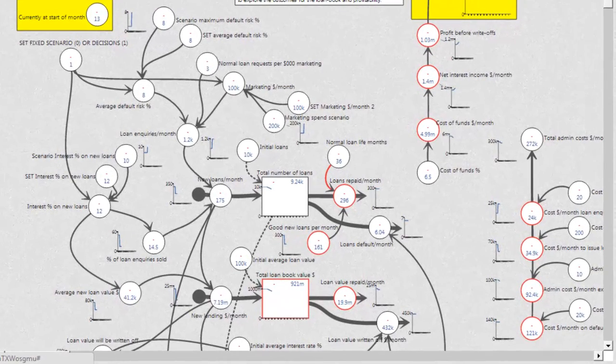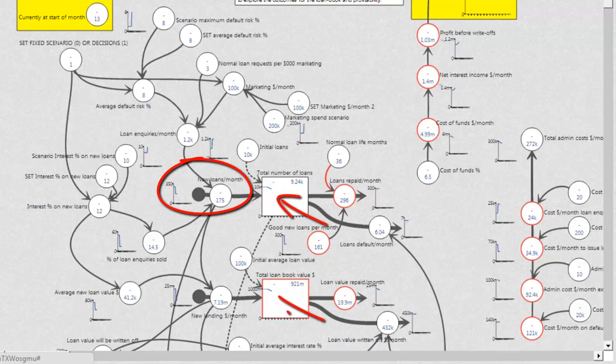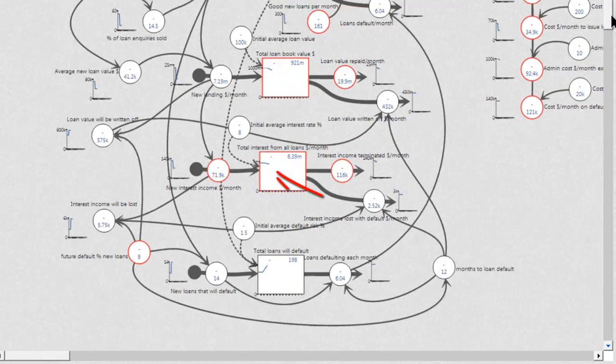You'll see that the rate of new loans that we issue has fallen, so as existing loans are repaid, the total number of loans outstanding falls, as does the total value of the loan book. Total interest income falls more slowly as the higher interest rate slightly offsets the falling number of loans.